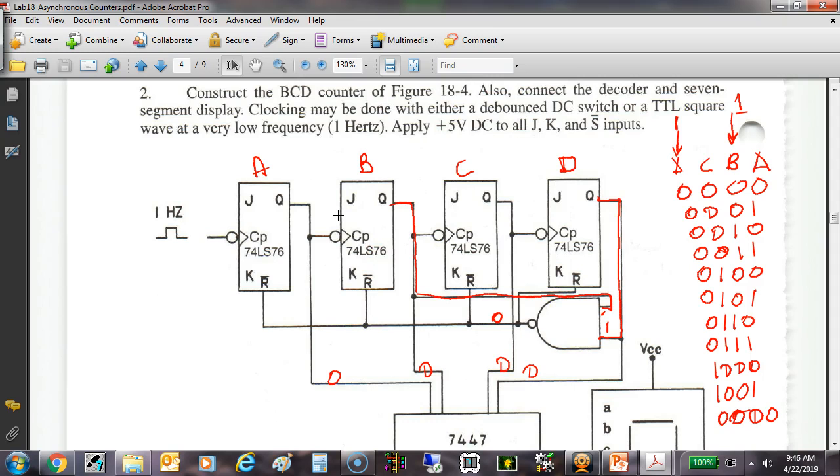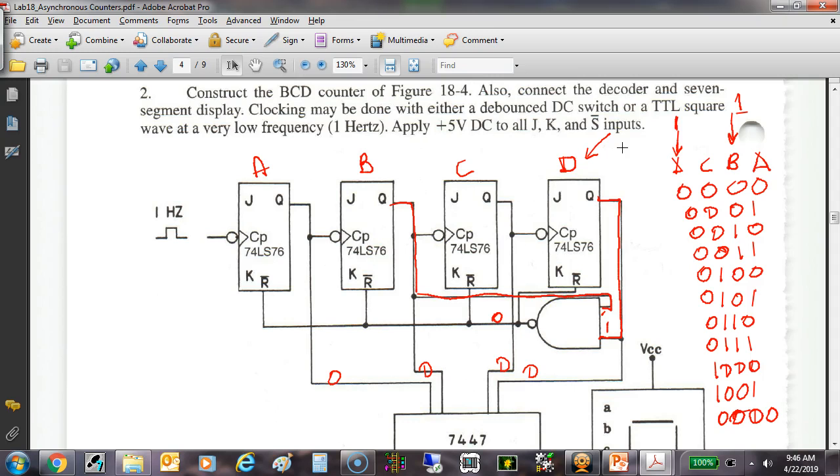But now I can get a divide by 2. I could get a divide by 3. I could get a divide by 5. I could get a divide by 6. I could get a divide by 7. If I wanted to divide by 8, then I would just use this one output right there, right? You understand that? I could get a divide by 10. If it's a 7493, I could get anywhere from a divide by 2 all the way up to a divide by 16, just by resetting it on whatever I wanted it to be.